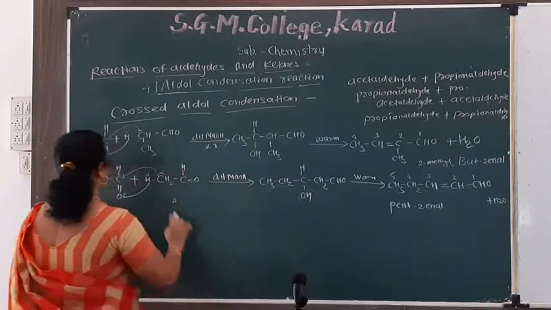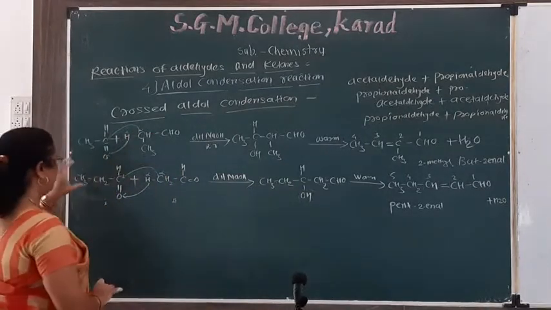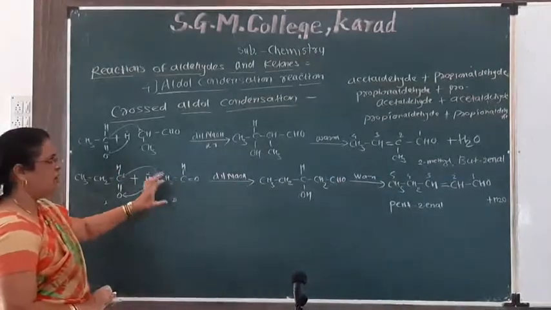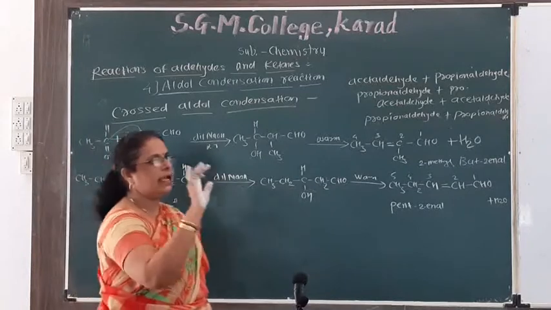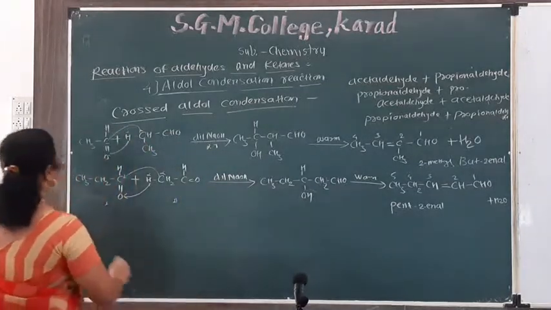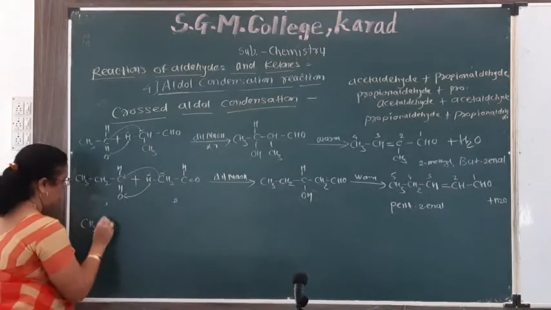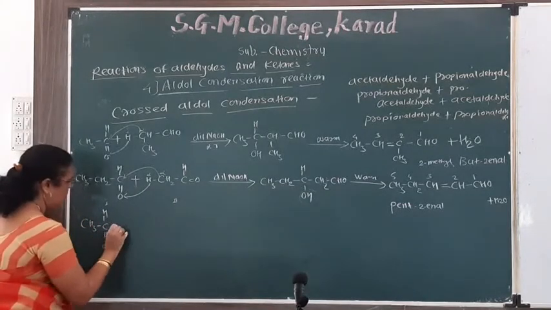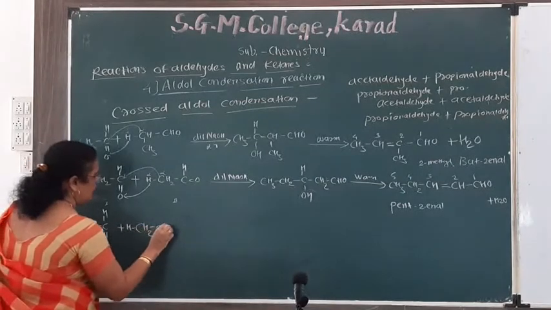Then the third product. Here this is ethanal and propanal, then propanal and ethanal. Then the self product, that is acetaldehyde and acetaldehyde, means CH3CHO plus CH3CHO.